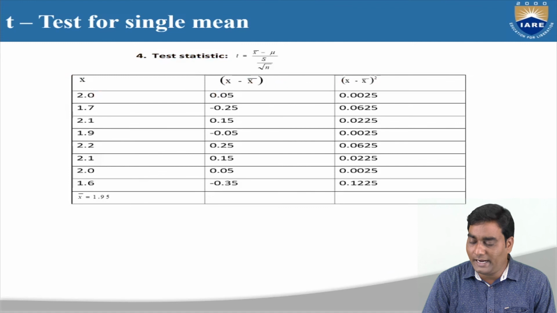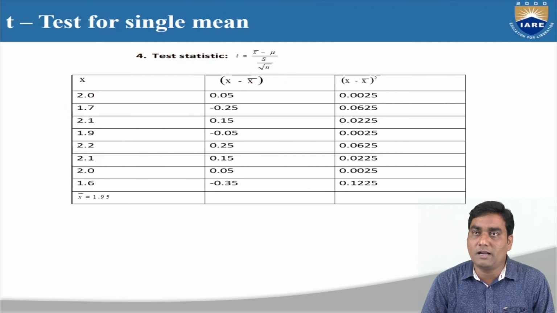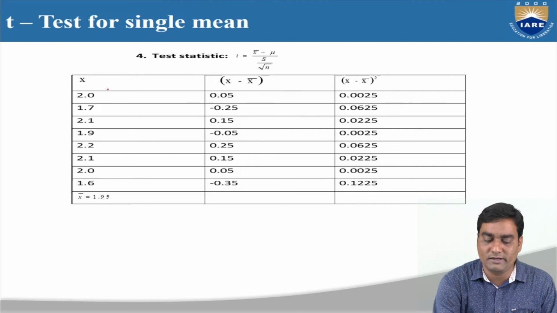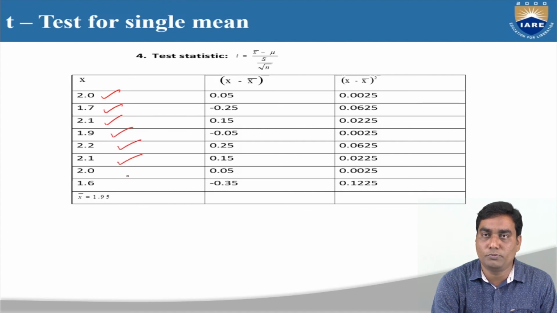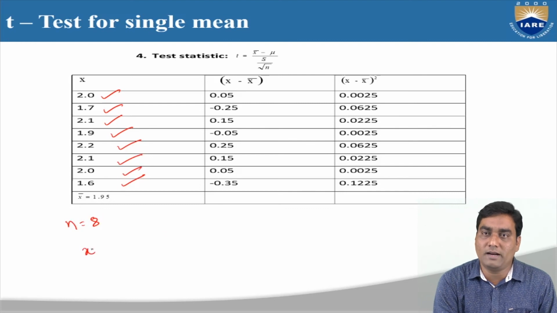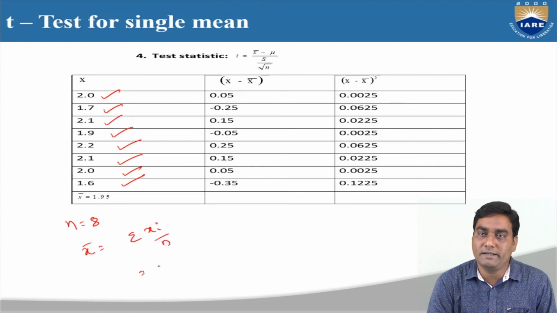Next, step 4. In step 4, the formula is x bar minus mu by s by root n, but we don't know what x bar is. We know only the x values are given: 2, 1.7, 2.1, 1.9, 2.2, 2.1, 2, and n is also given, 8. But x bar is not given. How can we find x bar? X bar means the average of all x values, sigma xi by n. That means sigma xi, 2 plus 1.7 plus and so on, 1.6, by 8. If you simplify this value, we get the x bar value 1.95.